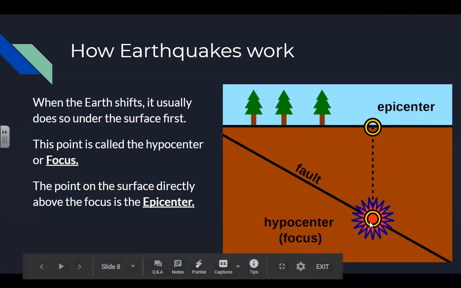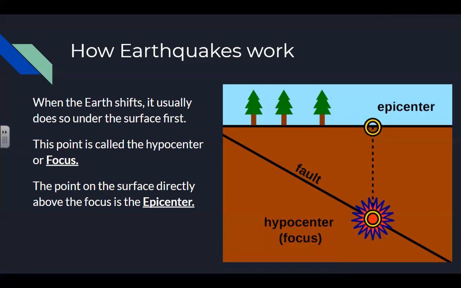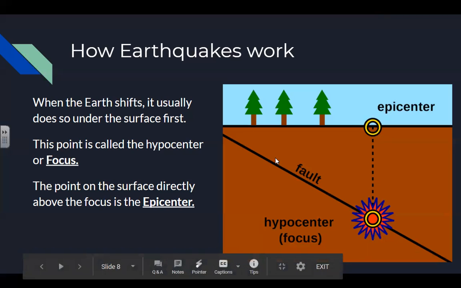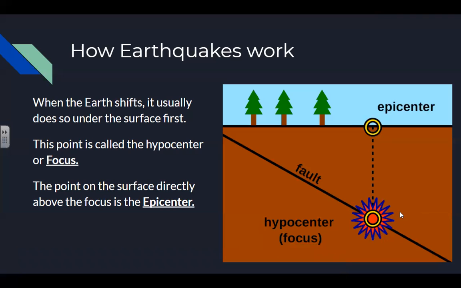So the focus is where the earthquake begins. The point on the surface of the earth directly above the focus is the epicenter. And the focus is almost always right along a fault, because that is where the shift happens. It's where all of it begins. I want you to understand fault, epicenter, and focus, and the differences between those three.